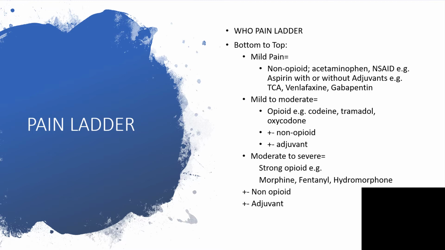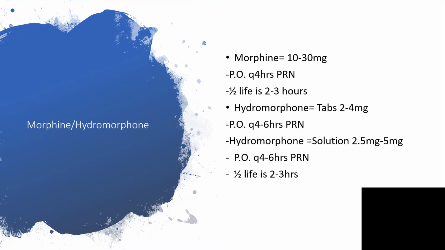But if the pain is severe or we are not winning after administering low potency codeine, then we'll go for strong opioids like morphine, fentanyl, or hydromorphone, with or without non-opioids, with or without adjuvants. Now, we are in the world of opioids right now, and the strong ones, morphine or hydromorphone.